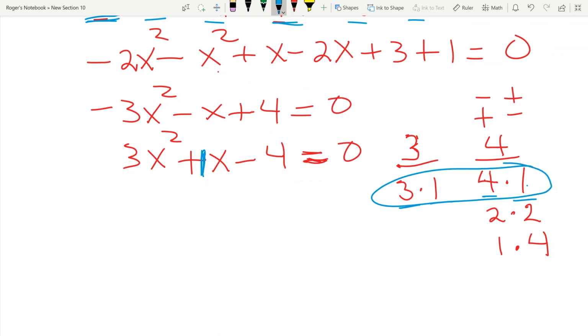Okay, just to illustrate though, 3 times 2 is 6, 2 times 1. So I'm doing this one. 3 times 2 is 6. 1 times 2 is 2. And the difference between 6 and 2 is 4, not 1. So the first one is definitely the one we go with. So let's go ahead and make our parentheses and factor this.